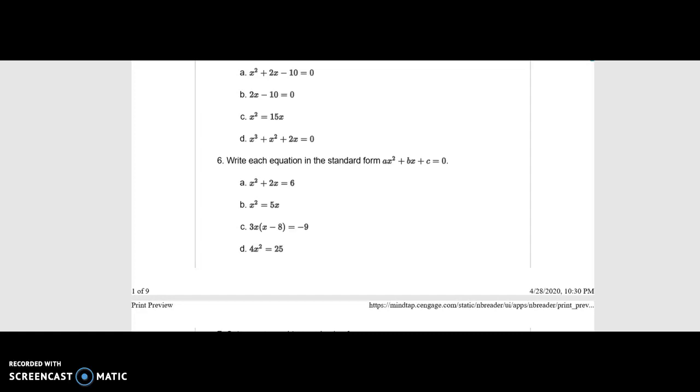Hi girls, I want to do a recap of how to solve quadratic equations by factoring. First of all, you have to decide what is a quadratic equation. A quadratic equation is an equation where the highest degree is 2.